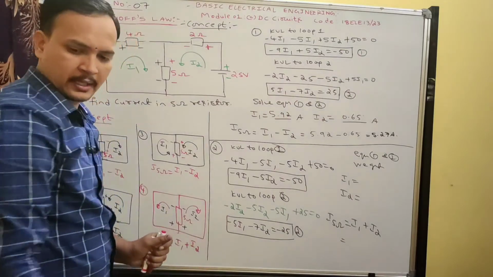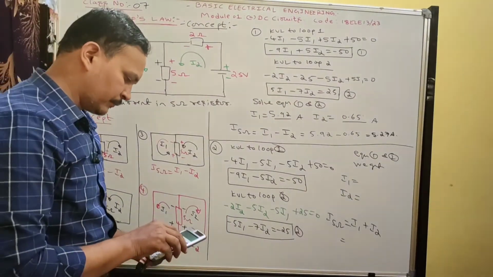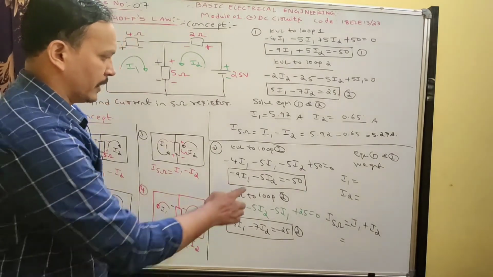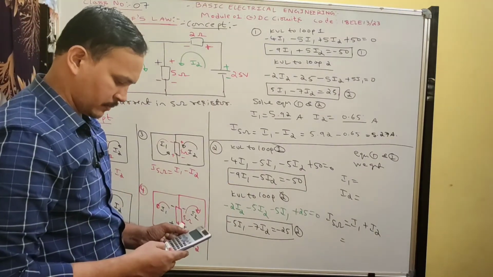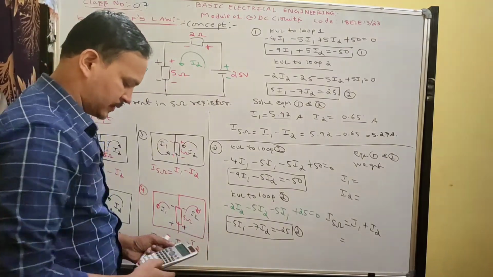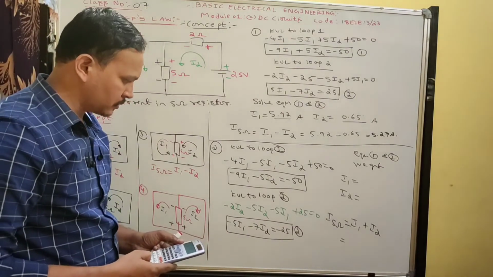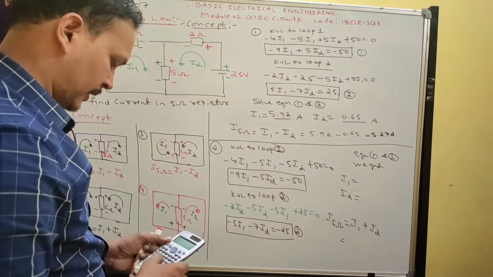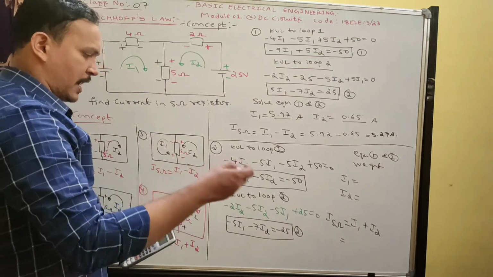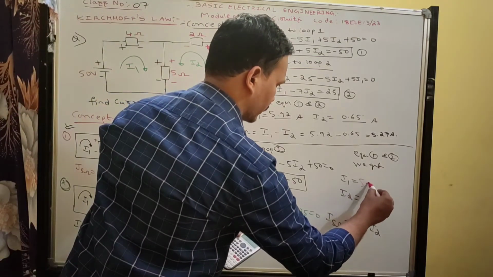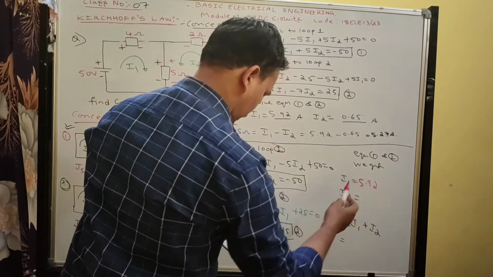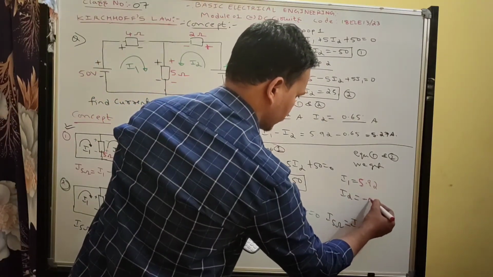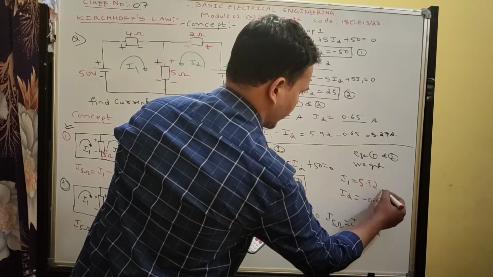So this you can do in the calculator. Enter the coefficients. So what are the coefficients? Minus 9, minus 5, then minus 50. The next one: minus 5, minus 7 and minus 25. Press equals and you will get the current values. I1 value you will get 5.92. Then press equals. I2 you are getting minus 0.65 ampere.